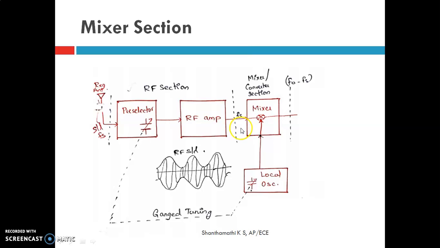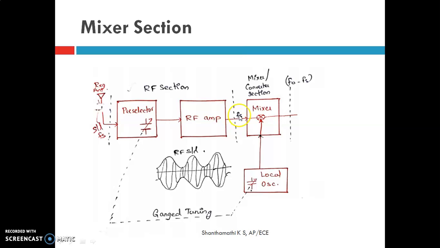Okay, so which means this local oscillator frequency is greater than your signal frequency. So the signal frequency plus your intermediate frequency will be your local oscillator frequency. Okay, so some other frequency also will be there, that is called the image signal frequency. This image signal frequency is the sum of the signal frequency and twice the intermediate frequency.